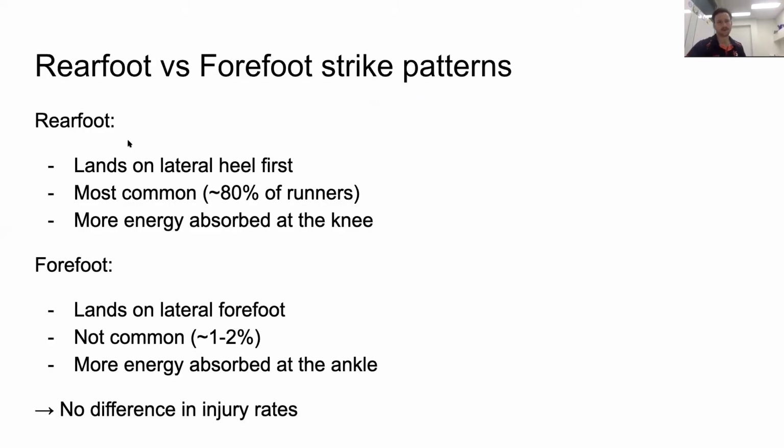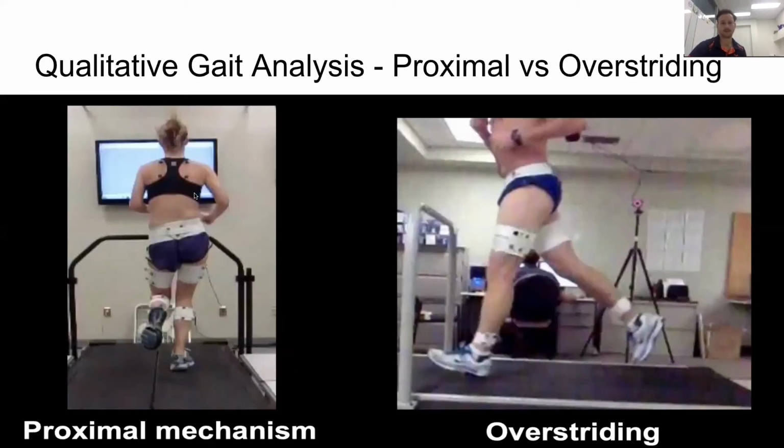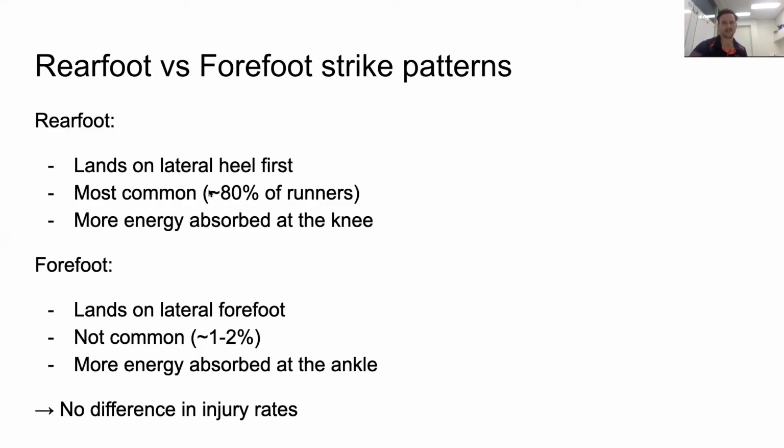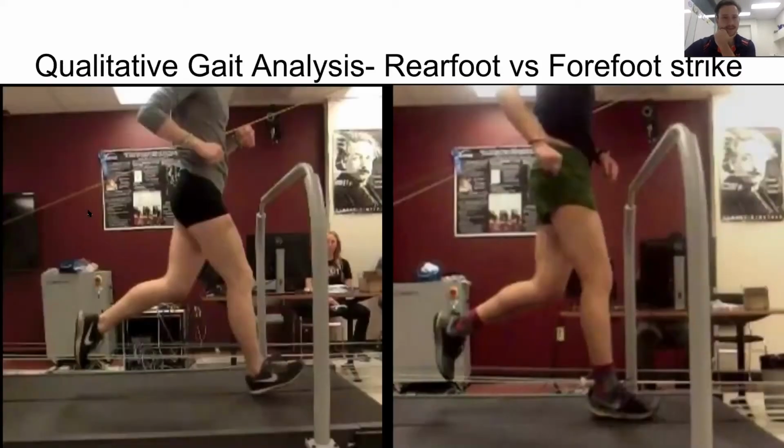Rear foot runners land on the lateral heel first. That's the initial point of contact when they're striking, and that's the most common way to run. So yeah, 80% of runners run with a rear foot strike. More energy is absorbed at the knee, if you can imagine there.